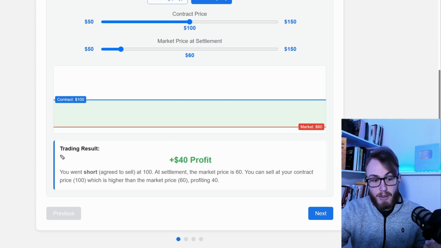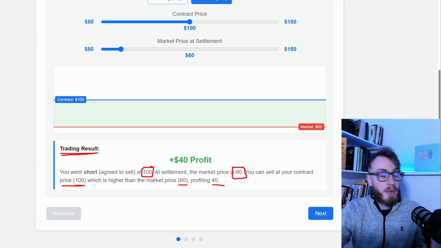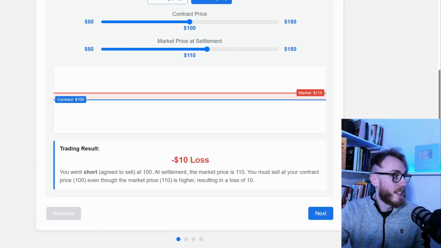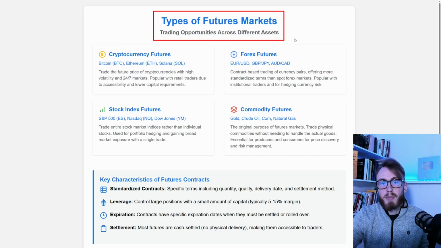But as you can see here on the trading result, for example, you went short, agreed to sell at 100. At settlement, the market is now at 60. So you can sell the contract at 100, which is higher than 60, and our profit is 40. I think this tool is amazing. It's very intuitive here.